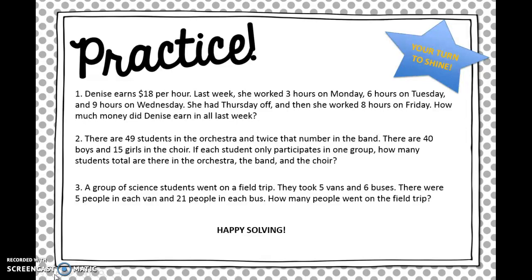And lastly, problem number 3. A group of science students went on a field trip. They took 5 vans and 6 buses. There were 5 people in each van and 21 people in each bus. How many people went on the field trip? Go ahead and pause the video and solve problem 3.